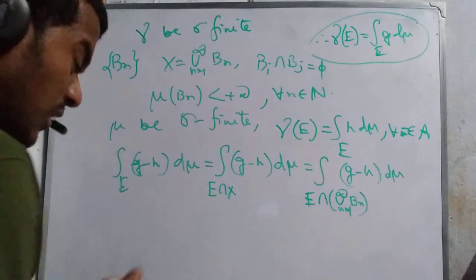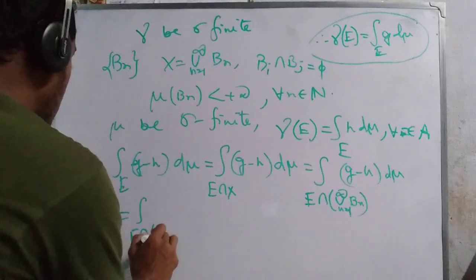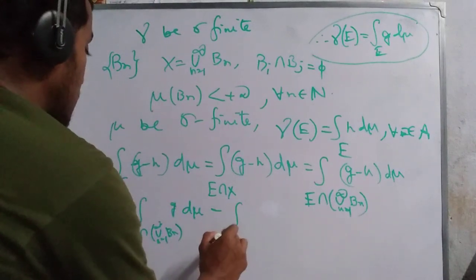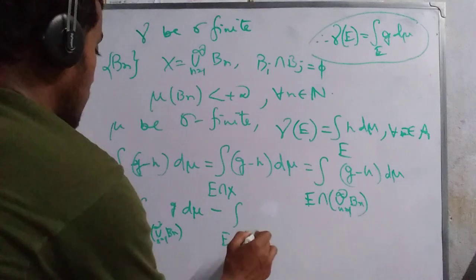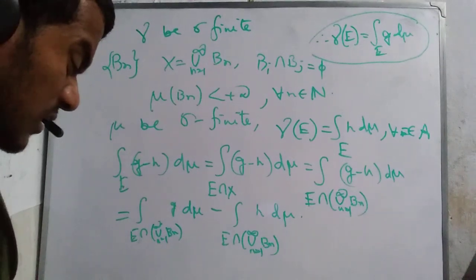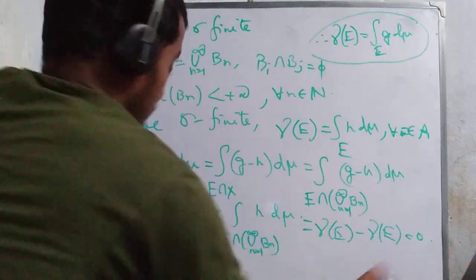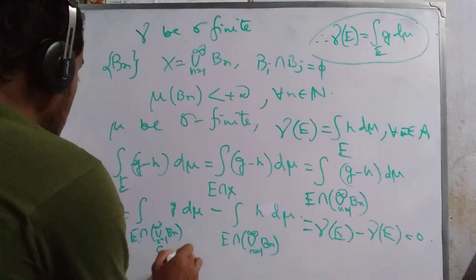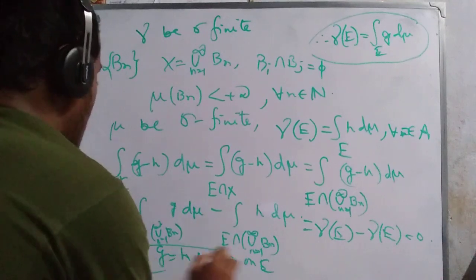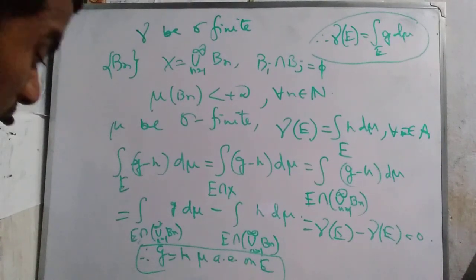Okay, equal to integration over E intersection union of n equal to 1 to infinity Bn of g d mu minus integration over E intersection union of n equal to 1 to infinity Bn of h d mu. Okay, then this one equal to gamma(E) minus gamma(E) equal to 0. Then g equal to h mu almost everywhere on E. Okay, so done. So uniqueness is proved. Okay, so all are done.